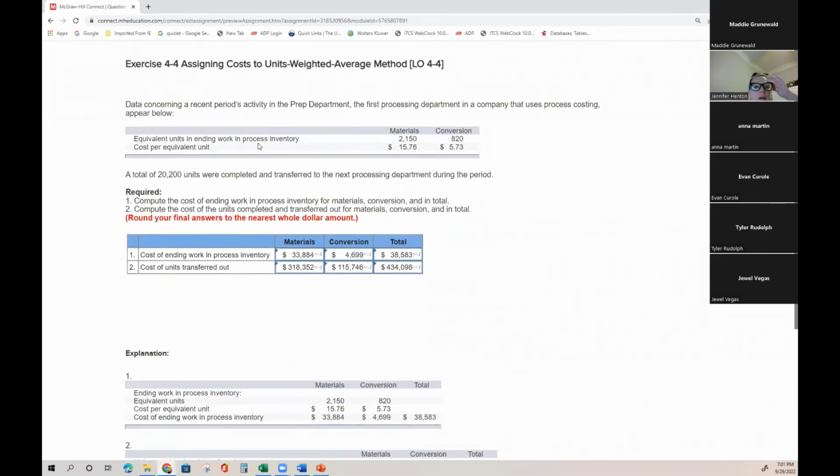Okay, so they're telling us we have equivalent units in ending work in process inventory, 2,150 and 820. It tells us our cost per equivalent unit, so now we don't even have to calculate that. It's already given to us. Well, we have to compute the equivalent units. It says a total of 20,200 units were completed and transferred to the next processing department during the period. So do we need to use that information? Is that going to come into play?